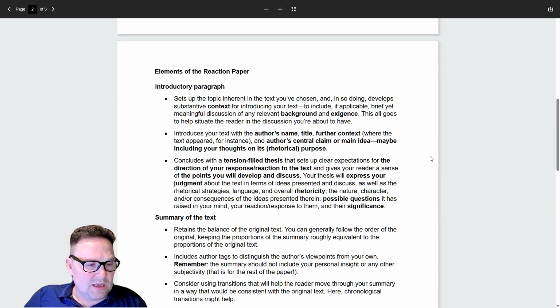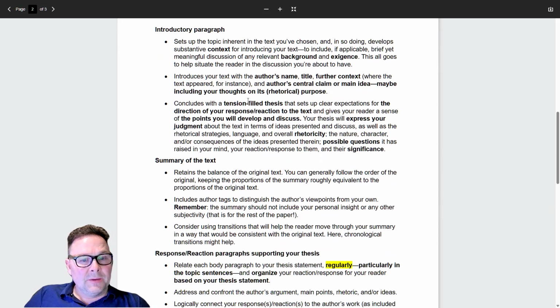Why you chose it, what does it have to do with your topic? You don't go overboard here because you're still going to summarize it in a separate paragraph, but introduce your text in a way that demonstrates it's relevant, again, to your topic and to the discussion that you want to have.